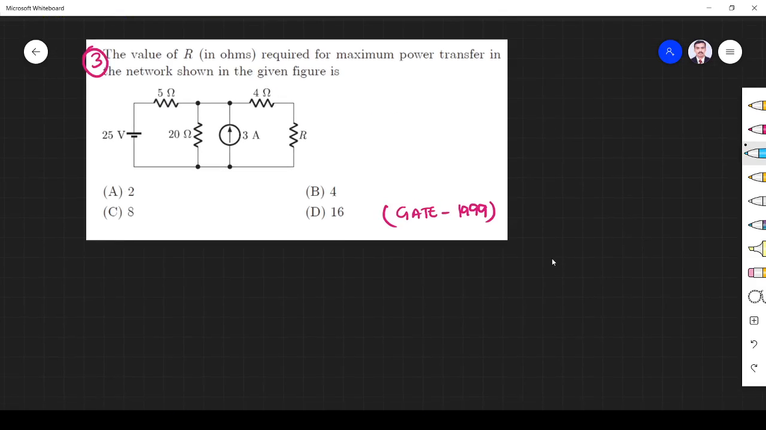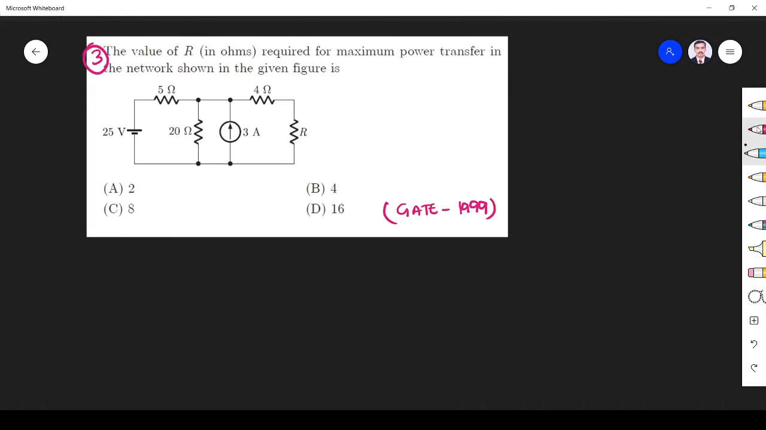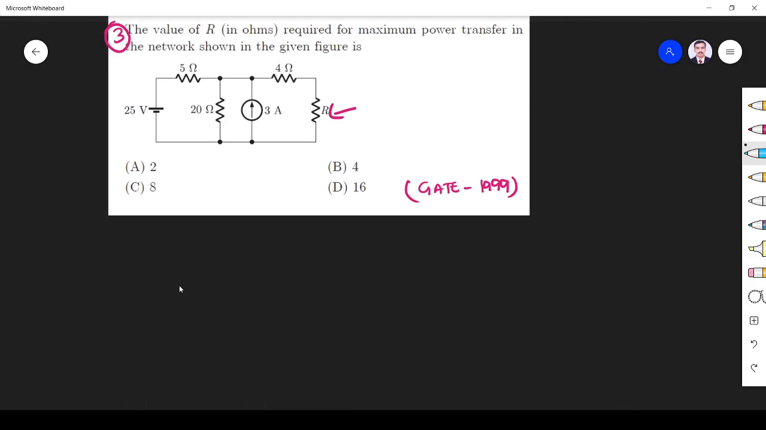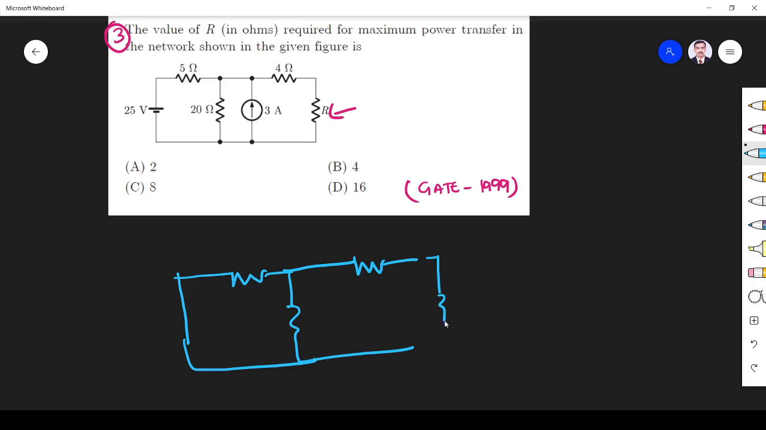Next one: the value of R, that is this resistance, required for maximum power transfer in the network. Like we did for problem number 1, we have to find the equivalent resistance. First, how can we find? Short the voltage source, open the current source. This one is opened. Remaining here is 4, and this R is kept as reference.